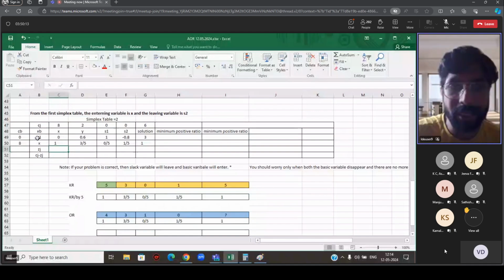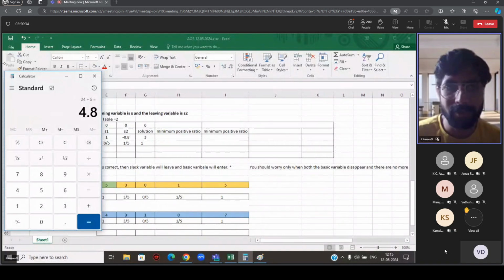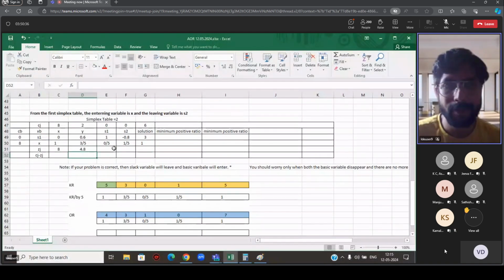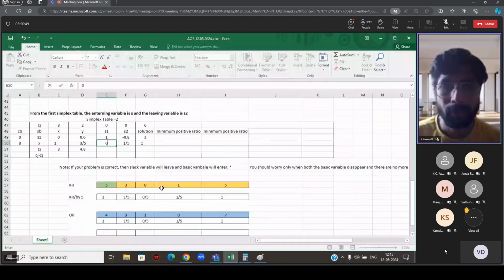8. Then next, 0 into 0.6 is 0 plus 8 into 3 divided by 5. 8 into 3 divided by 5 is 24 divided by 5. So what's the value? 24 divided by 5 is 4.8. So I'm going to put 4.8 here. The next one, 0 into 1 is 0, and 8 into 0 divided by 5 is 0.